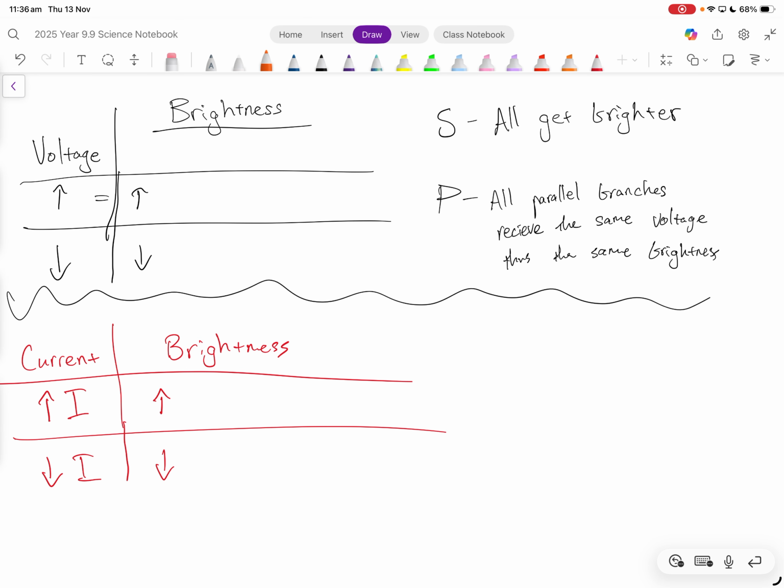Now with current, this is the main one for us. When we talk about current and we talk about series circuits, in series, what happens to the brightness of globes as we continue to add more globes?